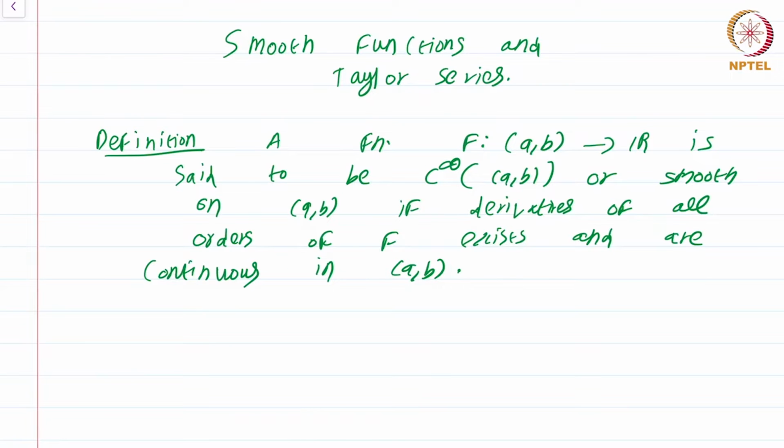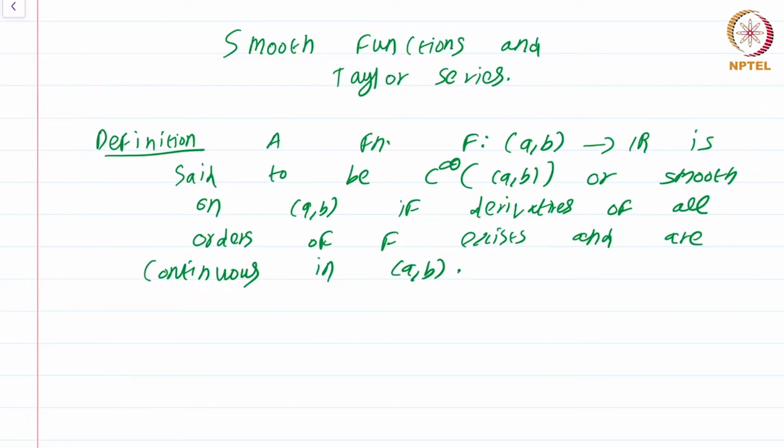Note that this continuity part is sort of redundant, simply because if the derivative f3 exists at all points, then f2, the second derivative, is automatically continuous, so on and so forth. We could have just said that derivatives of all orders exist at all points. That would be enough, but I want to emphasize continuity also, so I'm adding that.